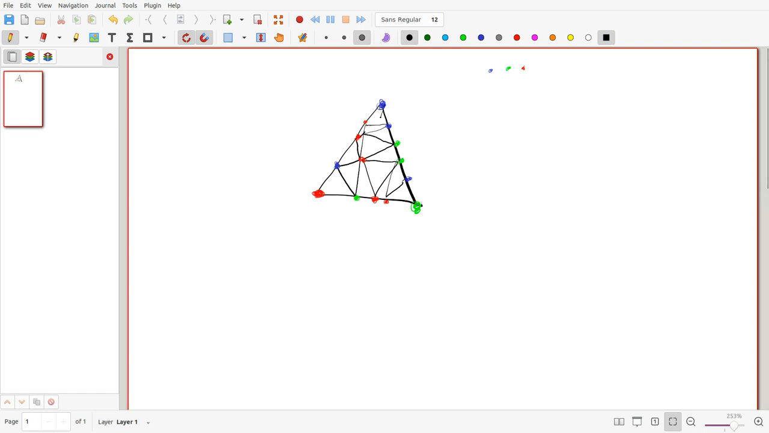Okay, so maybe that's not an issue. I can always create more triangles, right? So let me... this won't be a triangle. But yeah, let me make this. I'm going to maybe use red here.